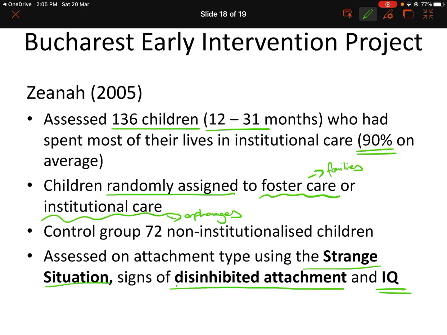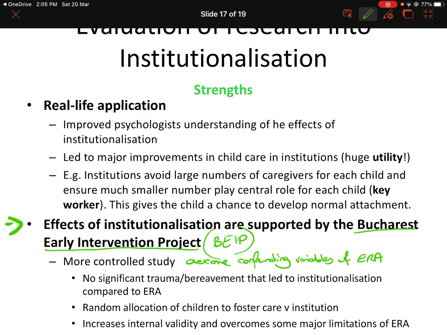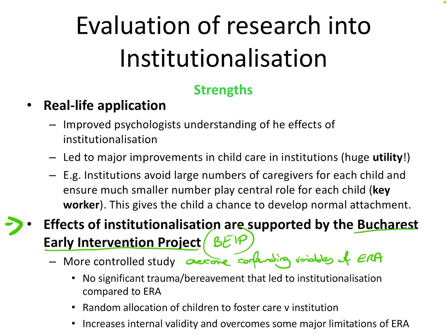Well, first of all, it provides us with further supportive evidence for the effects of institutionalisation. So we don't have to just rely on the flawed Rutter's ERA study. Here we've got additional research support. And this in some ways is actually better because it was more controlled.